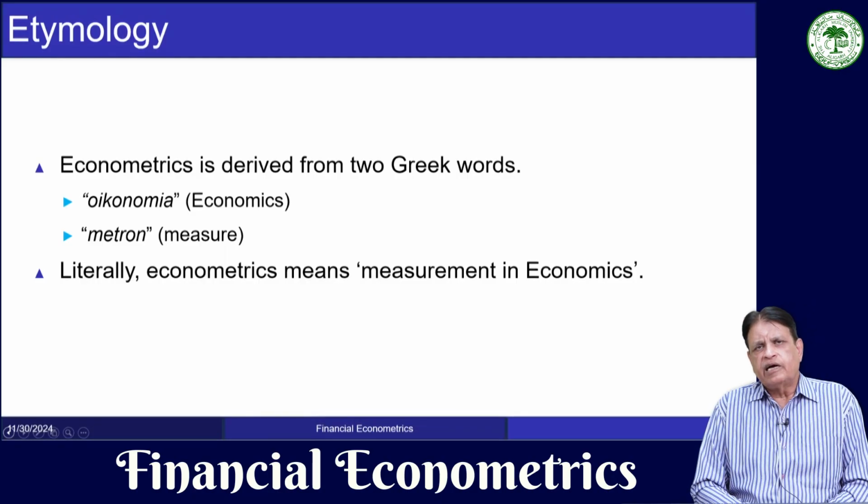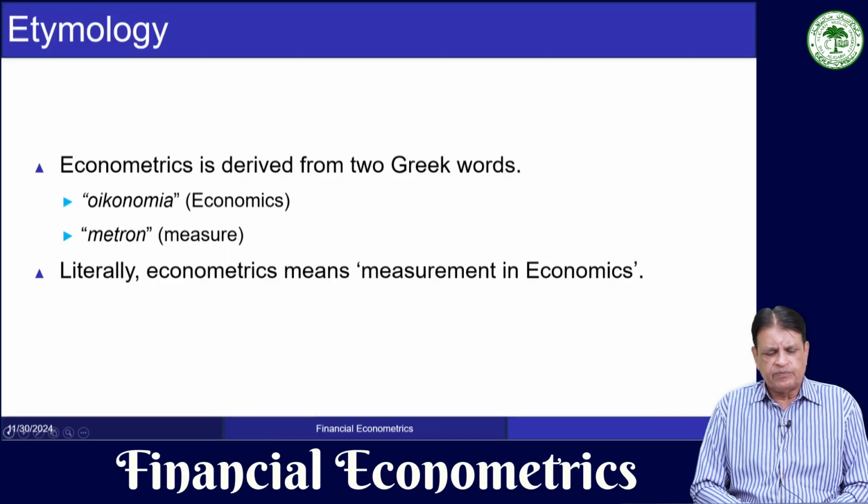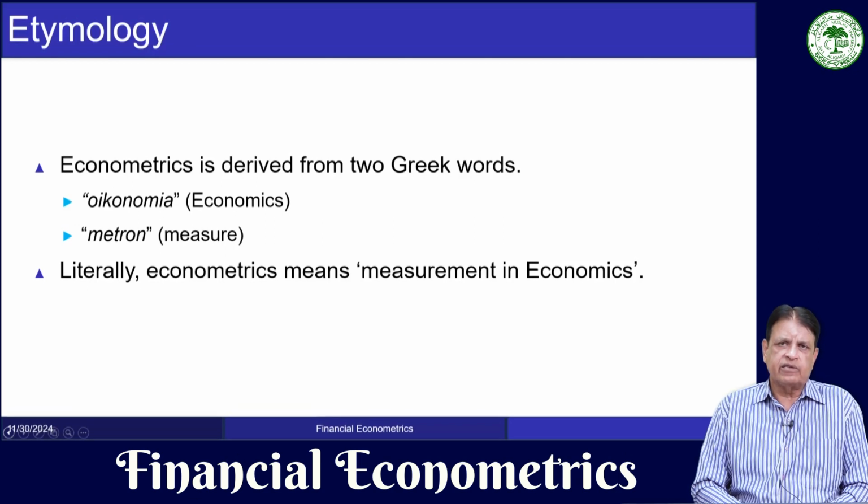Econometrics is derived from two Greek words, oikonomia and metron. Oikonomia means economics and metron means measure. So literally, econometrics means economic measurement.